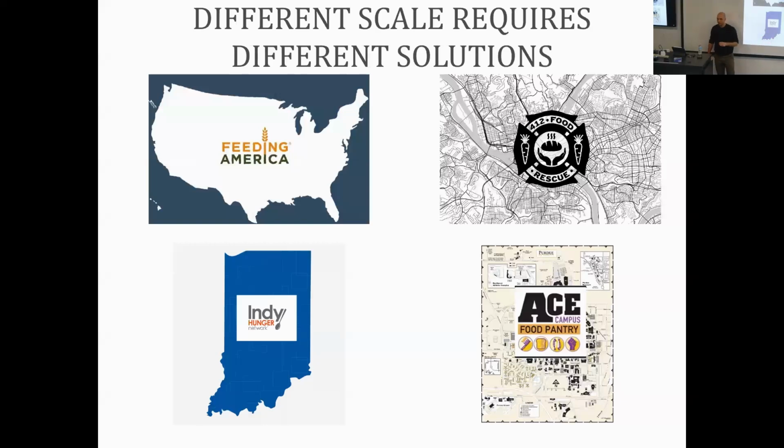These nonprofits typically work at very different scales. Feeding America works at the national scale. This nonprofit, 412 Food Rescue, is a map of Pittsburgh, works at the city of Pittsburgh scale. Indy Hunger Network works at the state of Indiana scale. The ACE Food Pantry works at the Purdue campus scale, or the West Lafayette scale. And of course, the scale vastly changes the types of solutions that sound reasonable, or even the way you want to attack the problem.